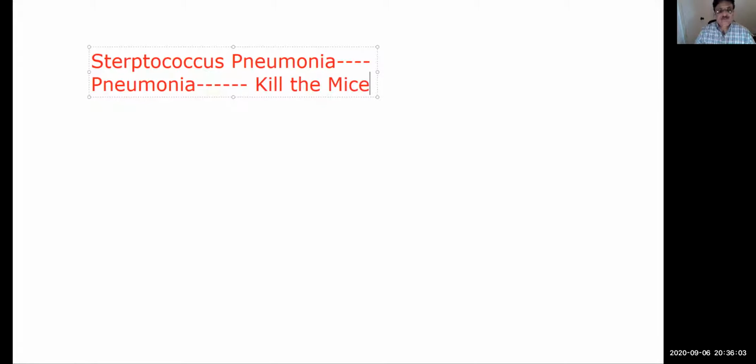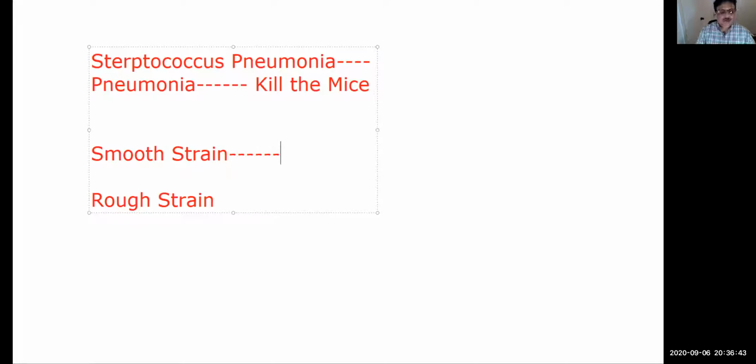Now, what happened was that Fred Griffith noted two strains of this bacteria. One was the smooth strain and the other was the rough strain. He did experiments to understand where this genetic material is located, what its function is, and whether it has any significance. I'm talking in terms of genetics, in terms of DNA.